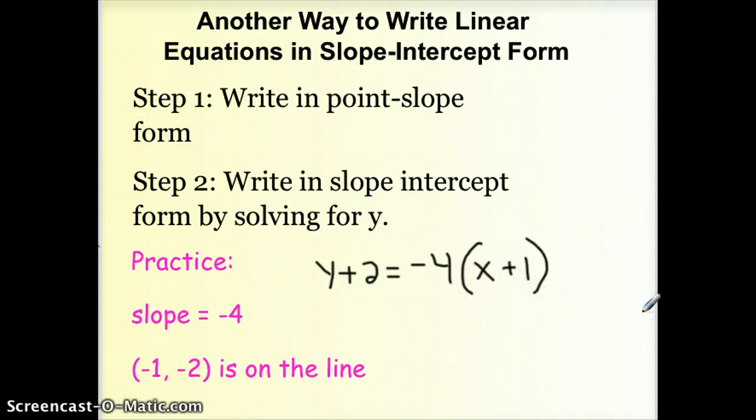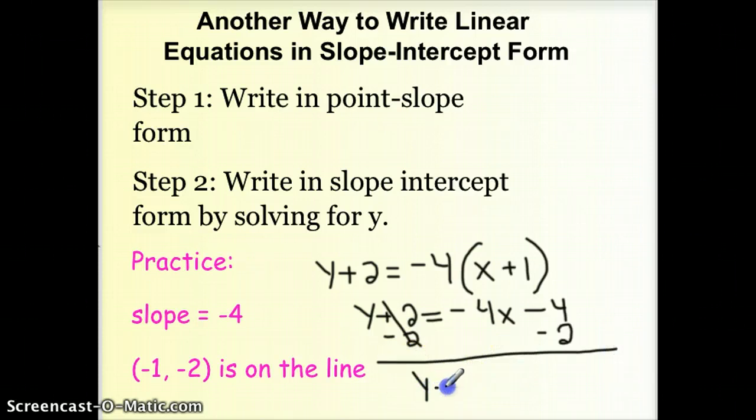Now if I had to change this into slope-intercept form, that means I need y equals mx plus b. So I need to get y by itself. But I can't move things away till I always distribute first. So y plus 2 equals -4x minus 4. And finally, I can move everything away from y, subtract 2 on both sides, and I get y equals -4x minus 6.